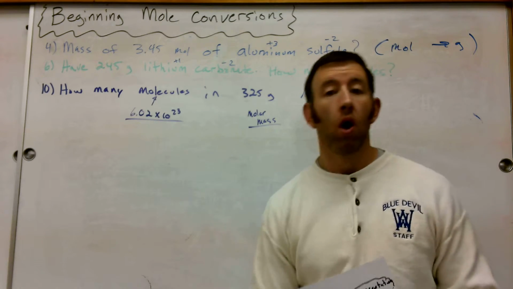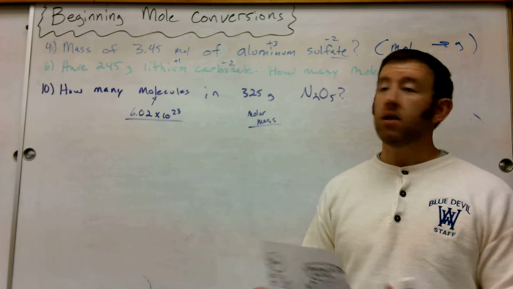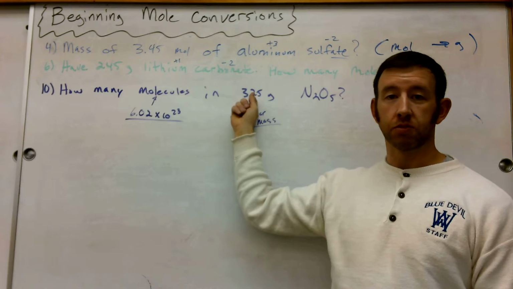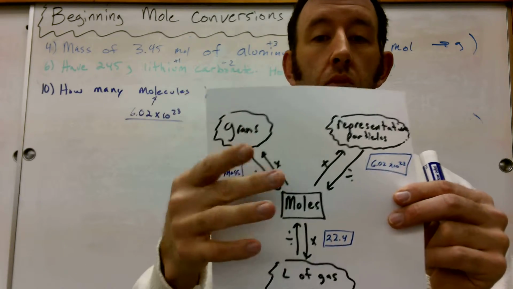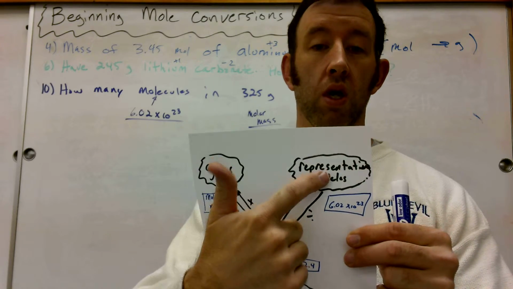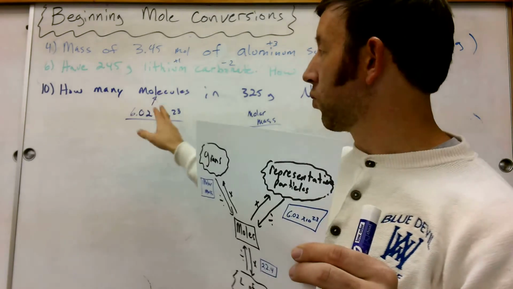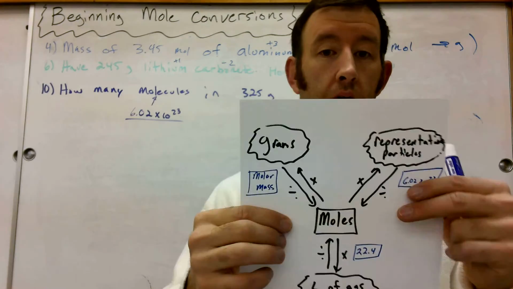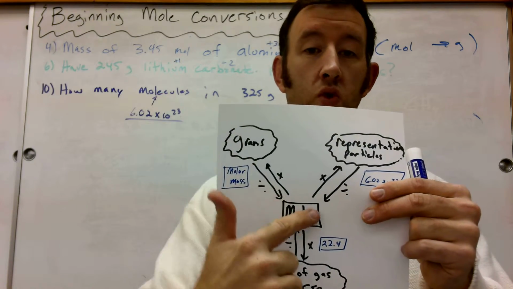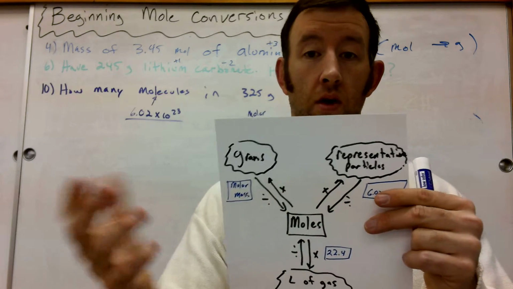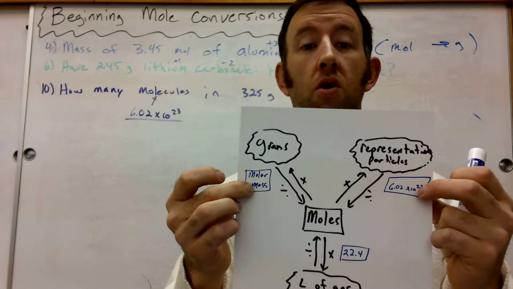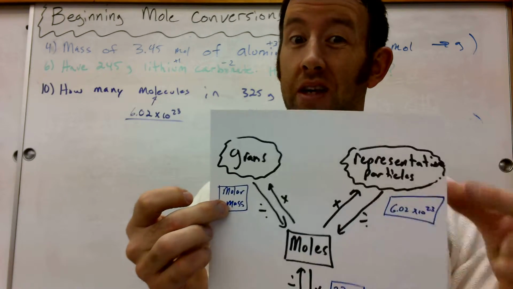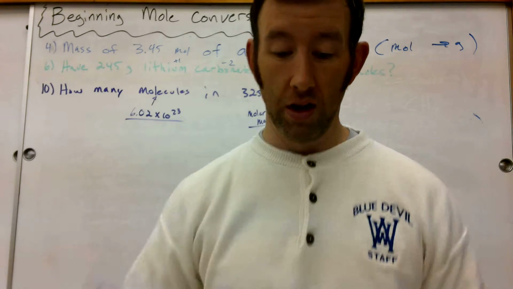The question says how many molecules are in 325 grams of dinitrogen pentoxide. So where am I starting? This is my given quantity. I'm starting in grams. Going to my flow chart, I go from grams to moles, and then from moles to representative particles. That's one of the things molecules is. So I'm going to divide into moles, multiply out. Before I can do that, though, I need to know my molar mass.